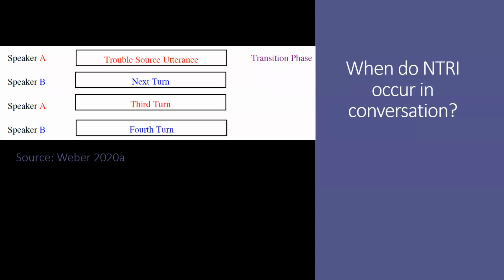When do NTRI occur in conversation? Using the turn-taking sequence between speaker A and speaker B presented here, NTRI can occur during speaker B's next turn or fourth turn. Although the next turn is primarily used for NTRI, the fourth turn presents another opportunity. For the repair to be successful, speaker A needs to recall their intended message for the troubled source utterance. Therefore, the NTRI is time sensitive and tends to occur in the next turn.